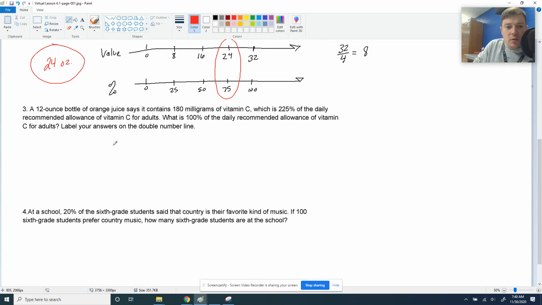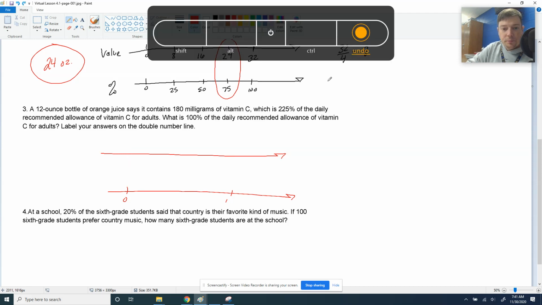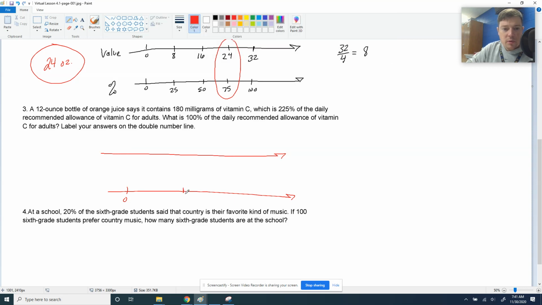We're cooking. All right, number 12. Let's do another double number line. Let's sketch it real fast. It doesn't take very long to draw these. 100%, 0, and the total. A 12-ounce bottle of orange juice says it contains 180 milligrams of vitamin C, which is, I need to redraw my double number line a little bit here, and the reason why is because look how big my percentage is. So 100% would be right here, 200% would be right here, and 300% would be right here.